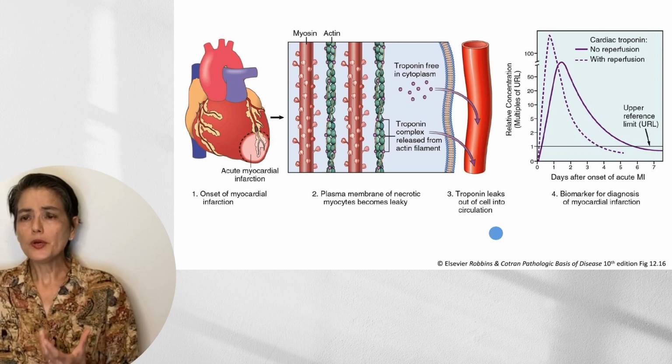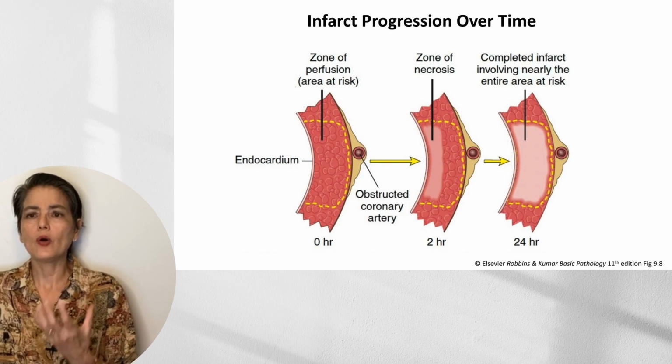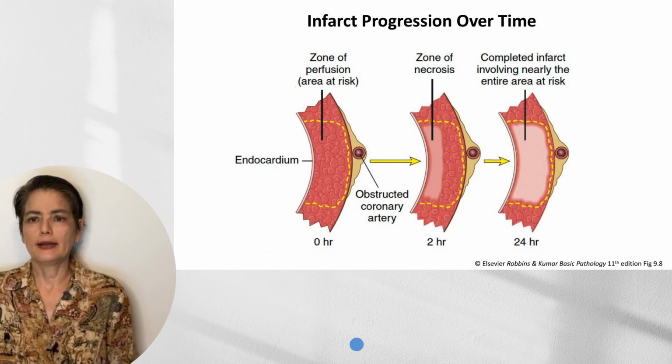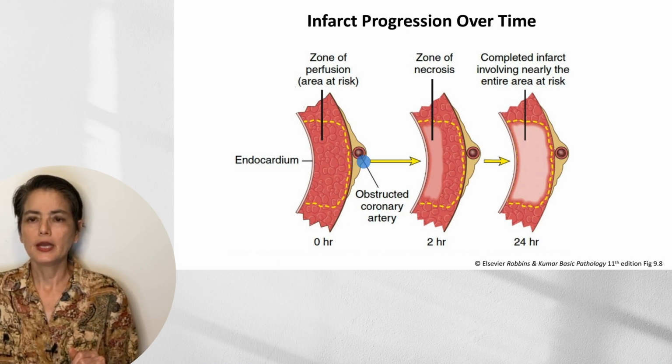Now, it's important to consider what is happening in the heart when we talk about how an infarction progresses over time. So let's work through this figure from Robbins Kumar Basic Pathology. So here we have 0 hour. So this coronary artery has just become occluded, and this area dotted in yellow is the tissue that this artery perfuses. Now remember, the artery is here on the epicardial surface, but it has penetrating arterioles that supply this tissue.